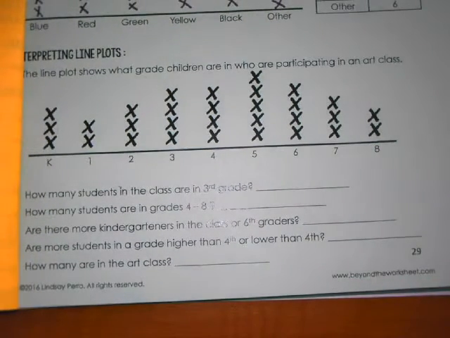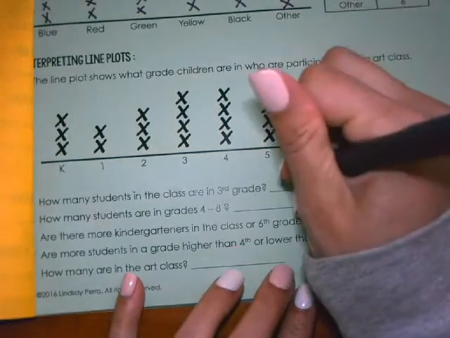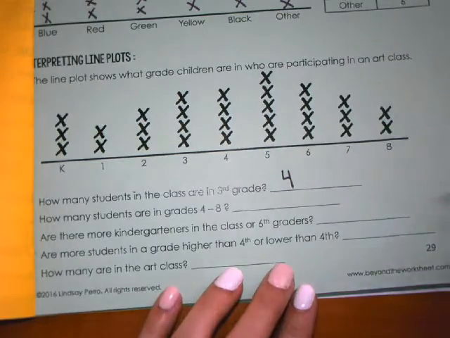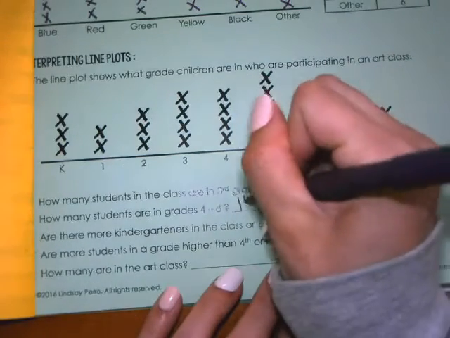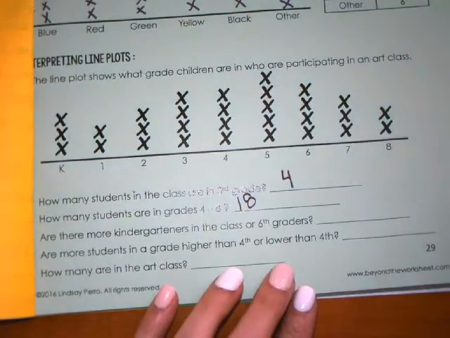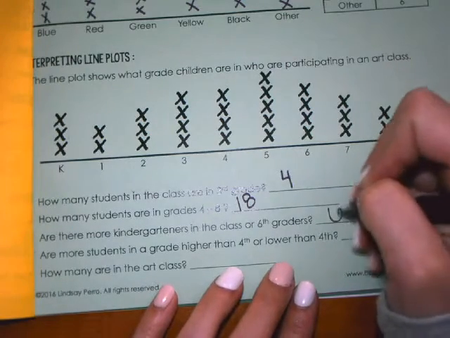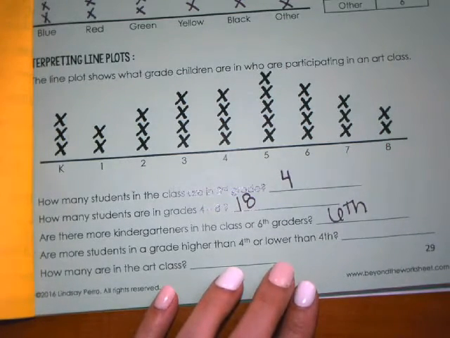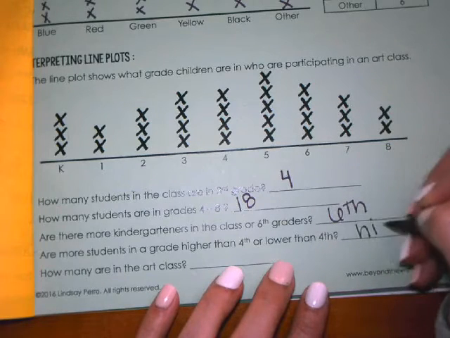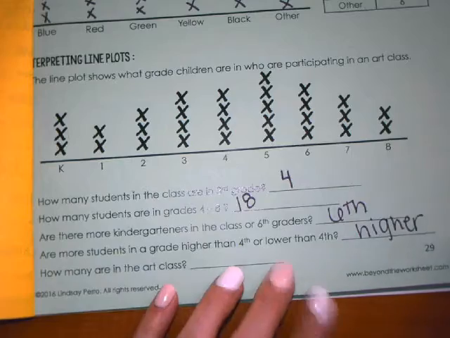All right, everyone. First question. How many students in the class are in 3rd grade? 4. How many students are in grades 4 through 8? 18. Are there more kindergarteners or 6th graders? 6. Are more students in a grade higher than 4th or lower than 4th? Higher. How many are in art class? 30.